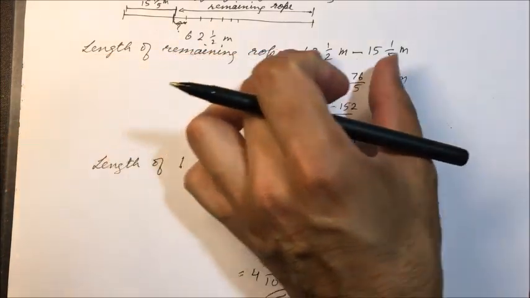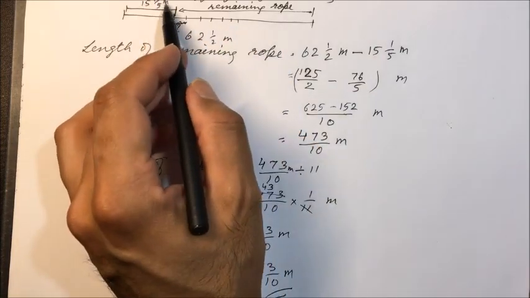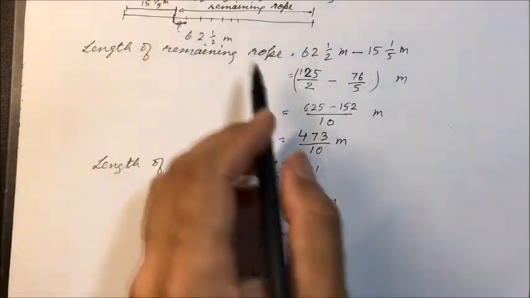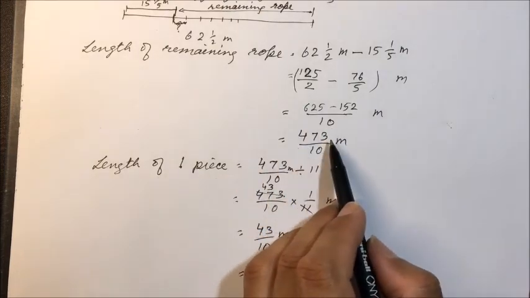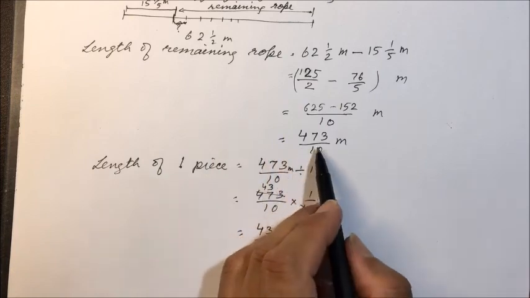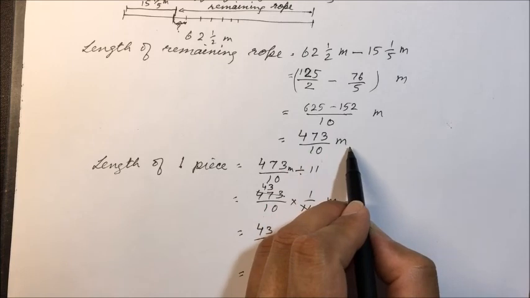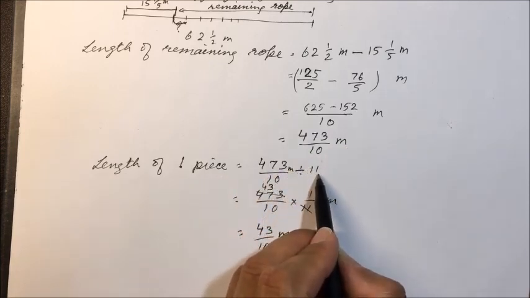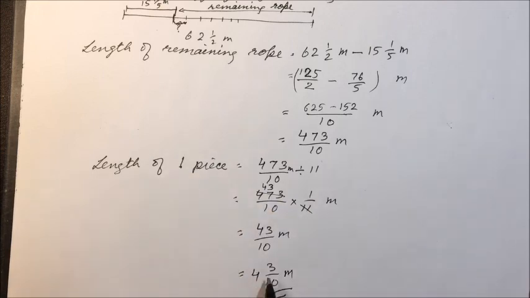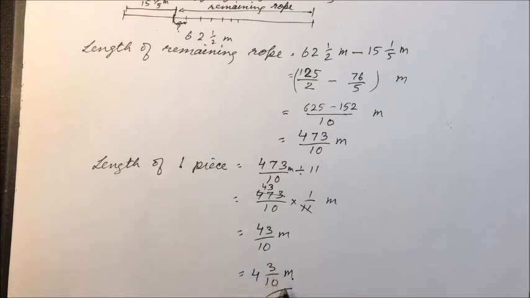So length of the remaining rope we have calculated by subtracting from the total length 15 1 by 5 meters. We got the remaining rope length. Now this remaining rope we are cutting into 11 equal pieces. So length of 11 pieces will be 473 upon 10 meters. Length of one piece will be 473 upon 10 divided by 11. Therefore, length of one piece will be 43 upon 10 meters.